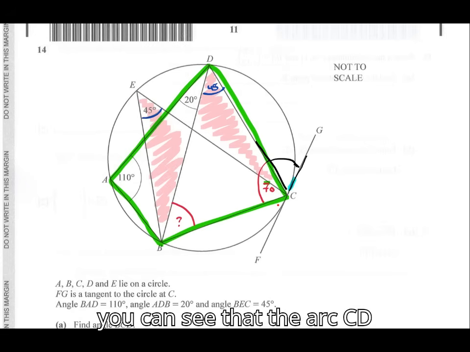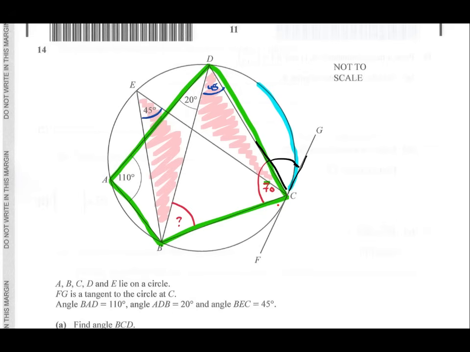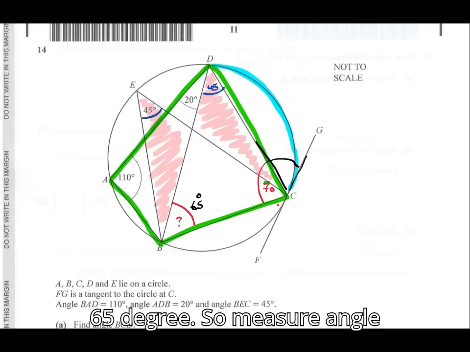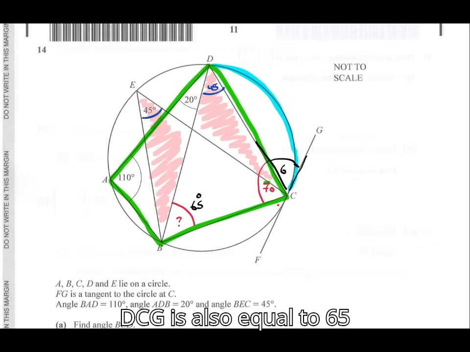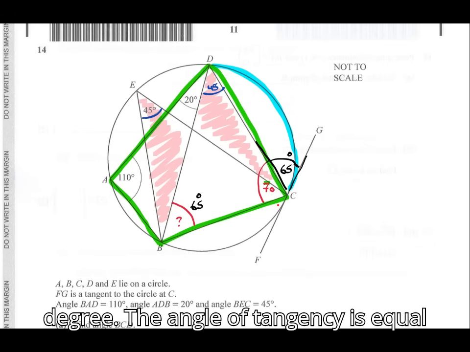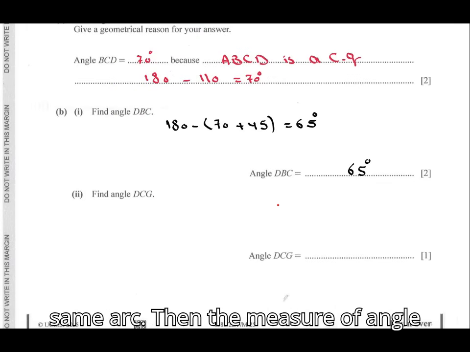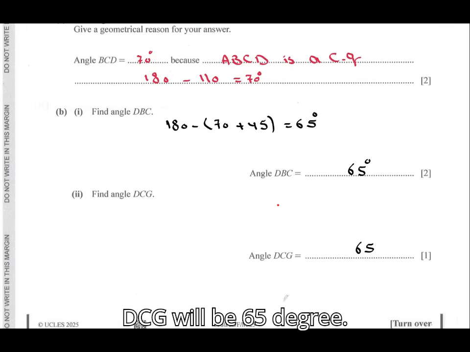And you can see that the arc CD is opposite to angle CBD, which is 65 degrees. So measure angle DCG is also equal to 65 degrees. The angle of tangency is equal to the inscribed angle subtended by the same arc. Then the measure of angle DCG will be 65 degrees. Let's go to the next question.